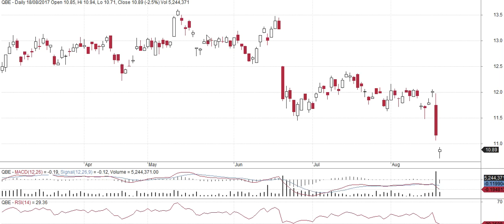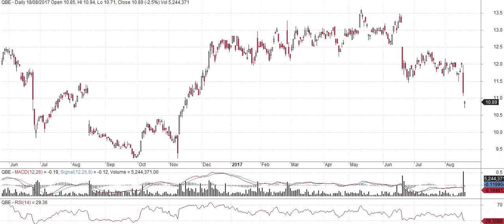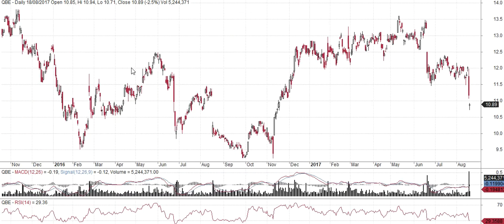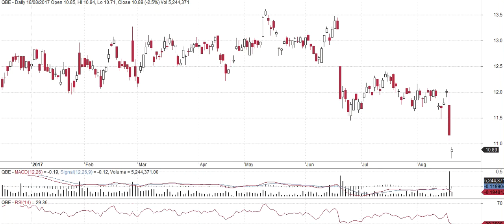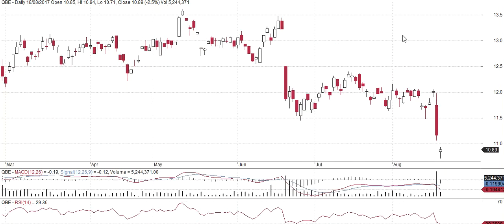We could see that it peaked in May and has been struggling ever since. I'll just zoom out for you. So basically we could see how it's gone since 2016. But let's just zoom back in. These are the key things that I've been looking at on the QBE chart. Firstly, we could see a fall here. The stock tried to rally, but then it collapsed again, and then it's just been drifting sideways. And this was the point where I got very negative on the stock.